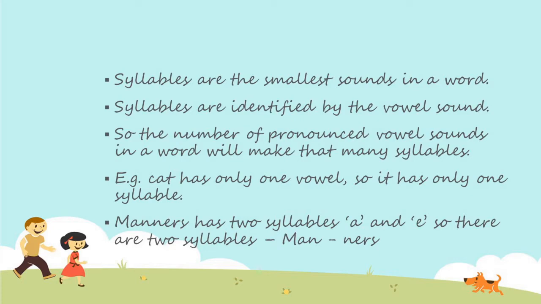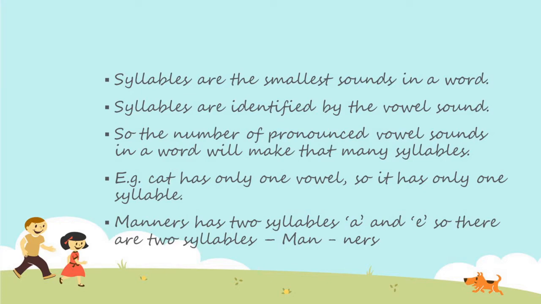For example, if you have a word like cat, you can only hear the sound a, so it is only a single syllable. The other parts of it, that is C and T, are only subsidiary to it. The main thing that makes up a syllable is the vowel sound in it. So if you have only one vowel sound in it, it becomes a monosyllable, that is a single syllable word.